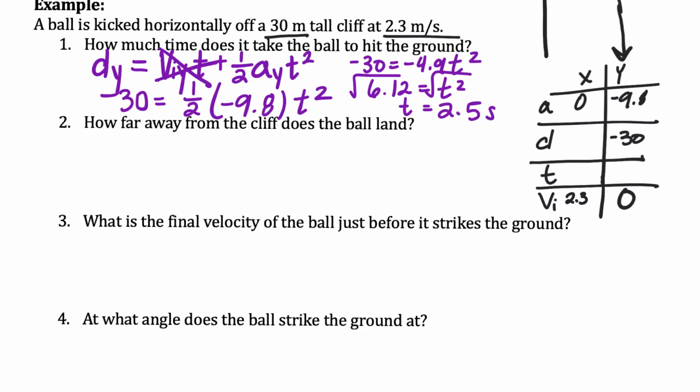All right, so there's question 1. All right, so I'm going to go ahead and add that time to my table. So 2.5, and that's for both columns because, again, the same amount of time it takes it to fall to the ground is going to take it to go over.